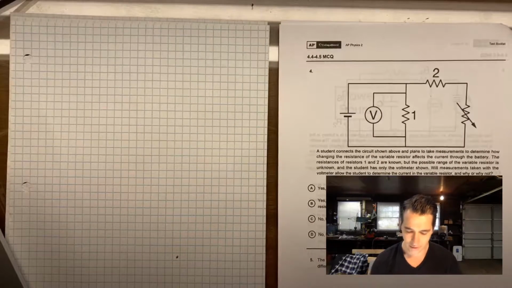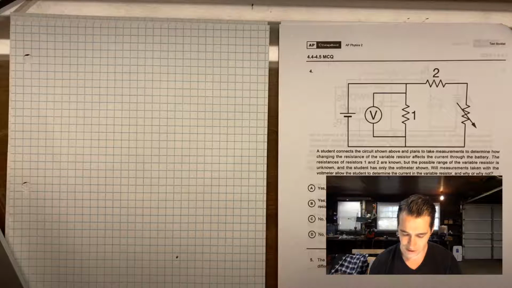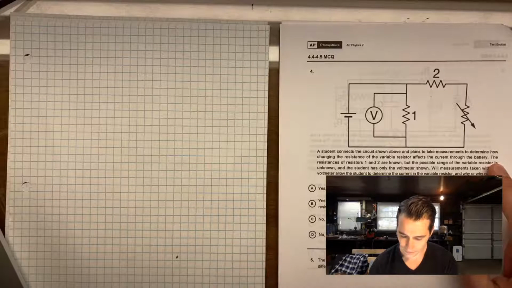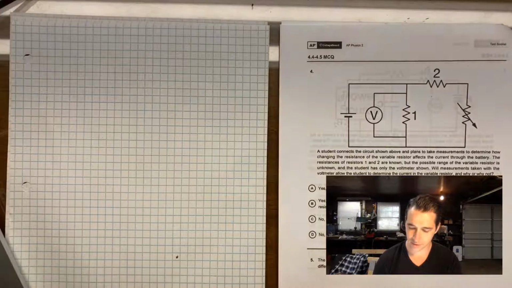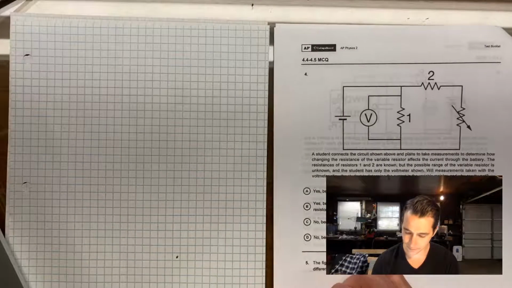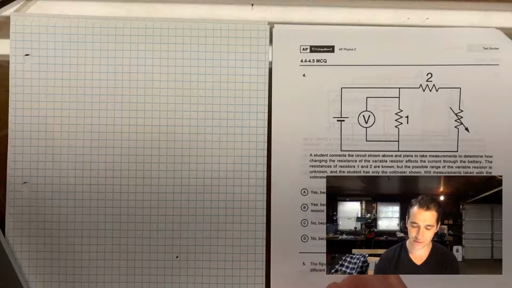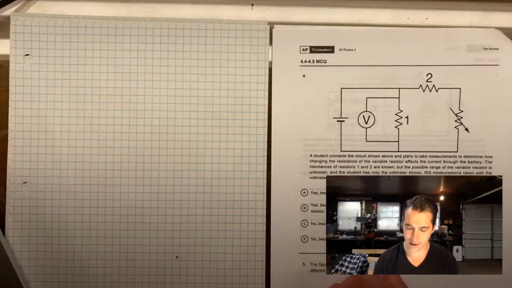They're asking us, a student connects the circuit shown above and plans to make measurements to determine how changing the resistance of a variable resistor affects the current through the battery. The resistance of resistors 1 and 2 are known, but the possible range of the variable resistor is unknown. The student only has a voltmeter, as shown. Will measurements taken with the voltmeter allow the student to determine the current in the variable resistor? Why or why not?